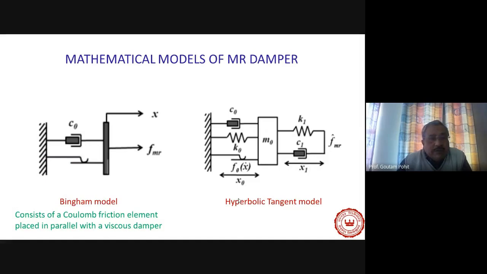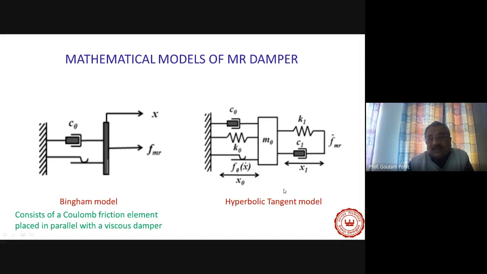Now, for the mathematical model of the EMA damper, there are 4-5 types of models being used by researchers, and one of them is the Bingham model. It consists of a Coulomb friction element placed in parallel with a viscous damper. In the case of a passive damper, we don't use a Coulomb friction element; we only use the viscous damper. Here we make a combination of these two to represent the behavior of a magnetorheological damper.